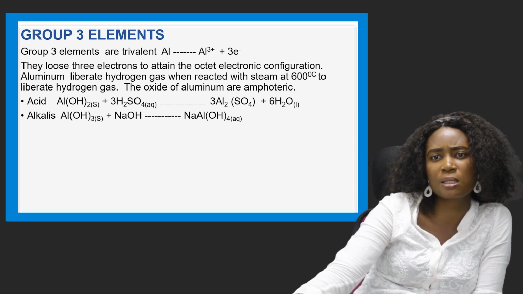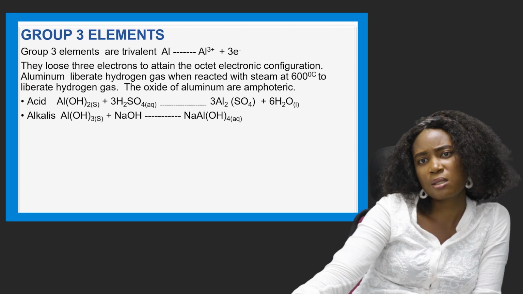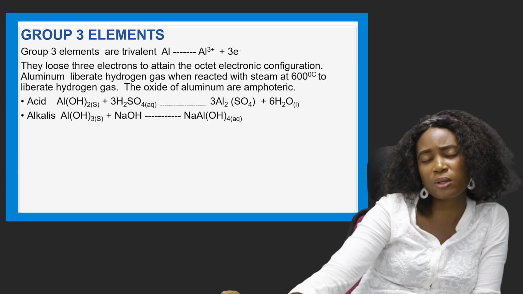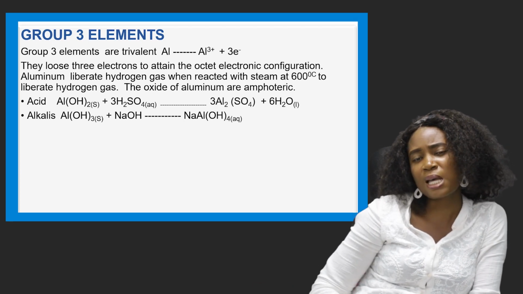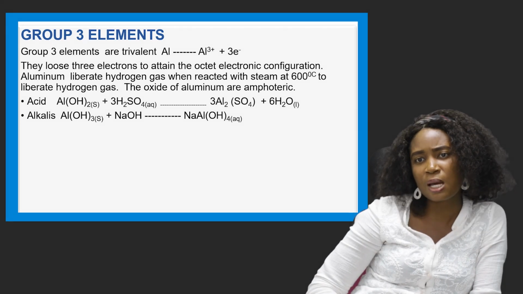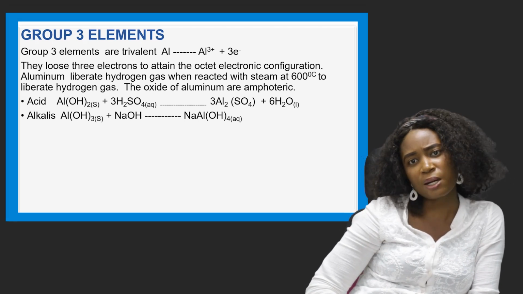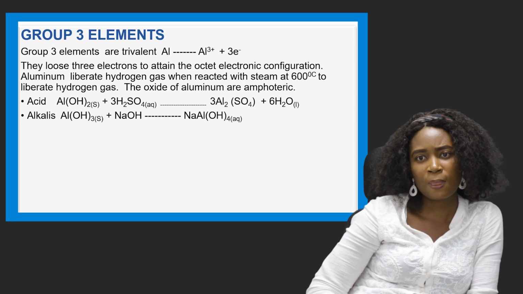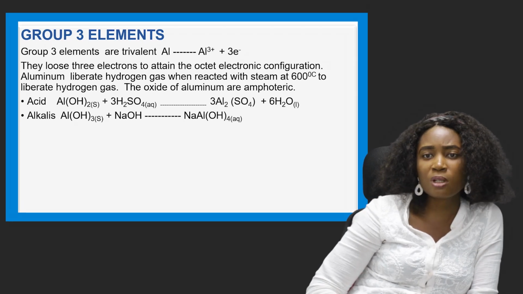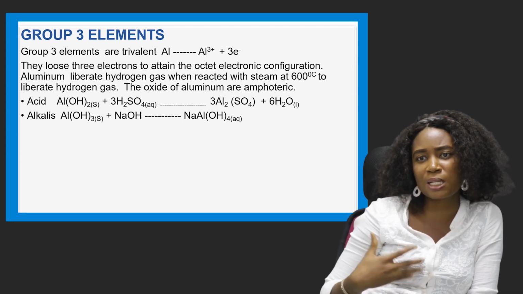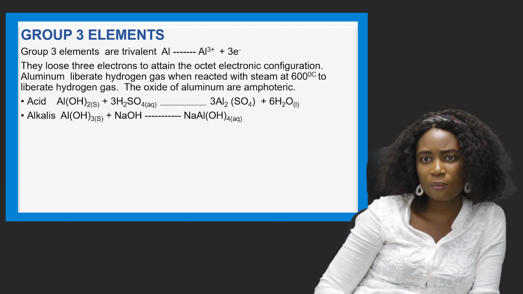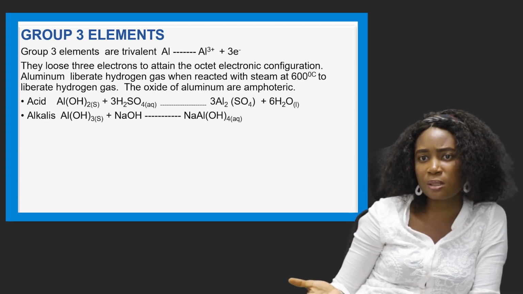Amphoteric in the sense that it has the characteristics of an acid and also has the characteristics of a base. So aluminum hydroxide can react with an acid. It can also react with a base.